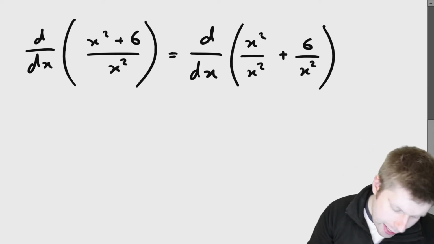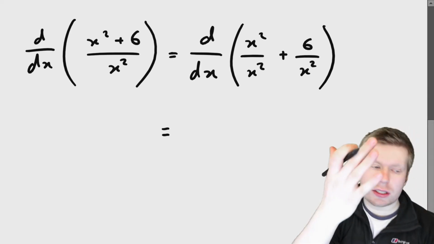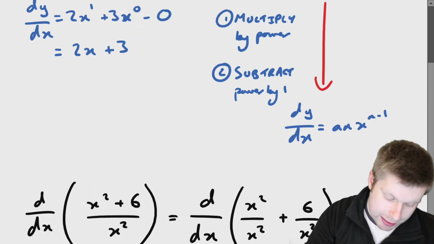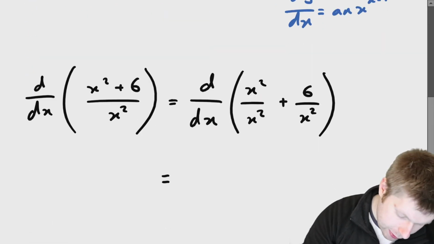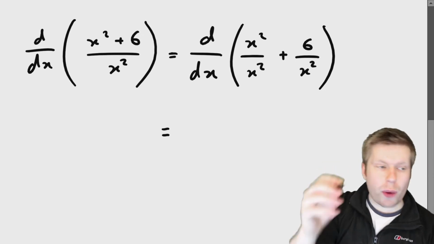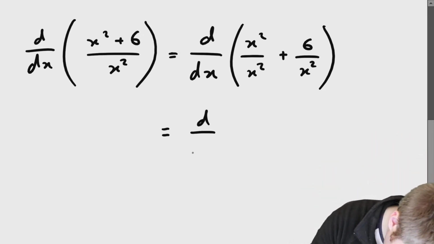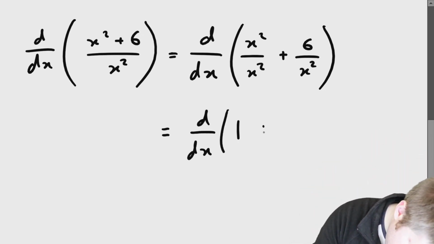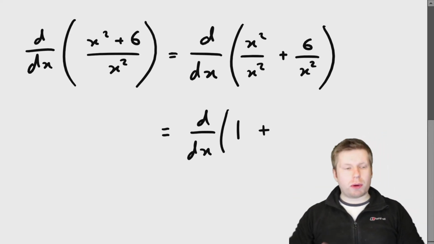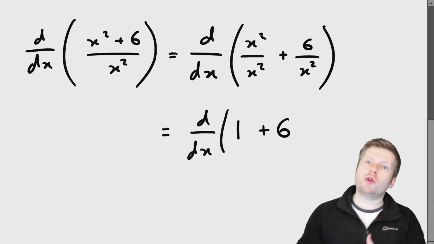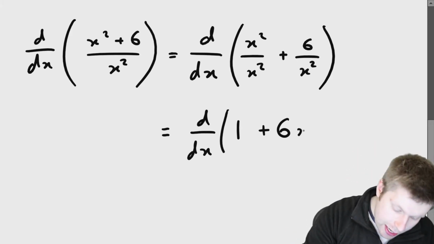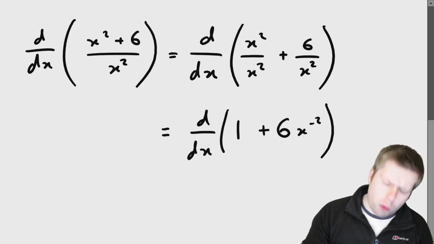Okay. Now, if I now differentiate this, well, first I need to do a bit of simplification because, of course, I need it in the form some number times by x to some power. Okay, so let's have a look at this. So x squared divided by x squared, well, that's just 1. Okay. And 6 over x squared, well, I need to rewrite it as some number, which in this case is 6, times x to some power. In this case, the power of x is negative 2. Have a look. Why is that the case?